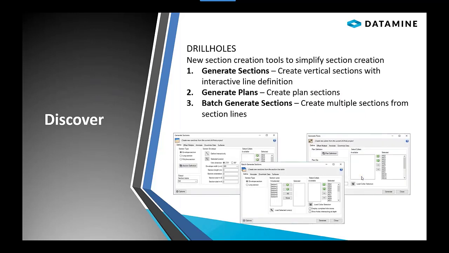Then we have the section generation tools. That used to be just one tool for plans and vertical sections, etc. So we've just separated them out into 3 separate ones and tried to make it a little bit more intuitive because it was getting quite cumbersome. And on the vertical sections, we've also got an interactive line. So instead of having to select a line or permanently draw a line, you can draw an interactive line.